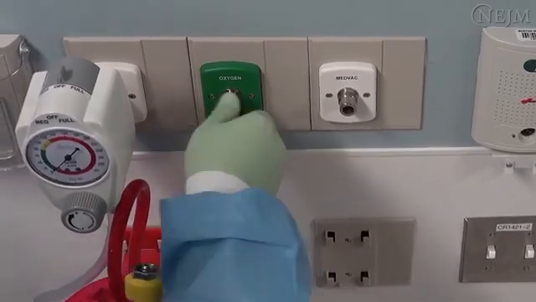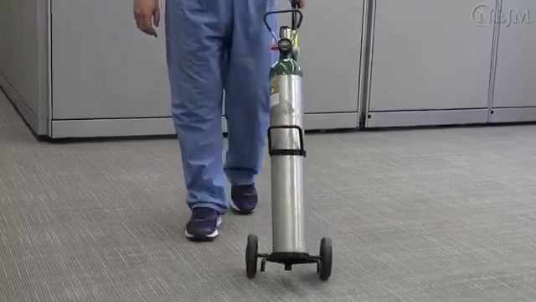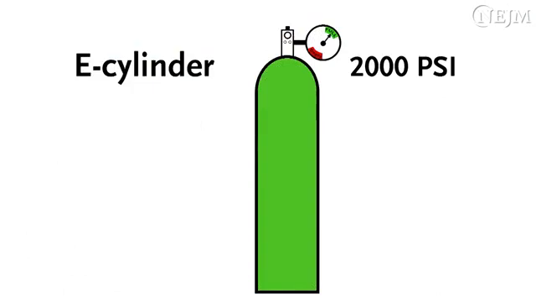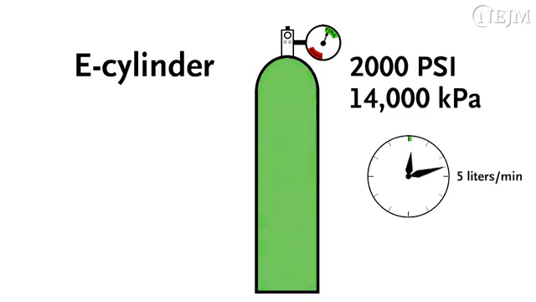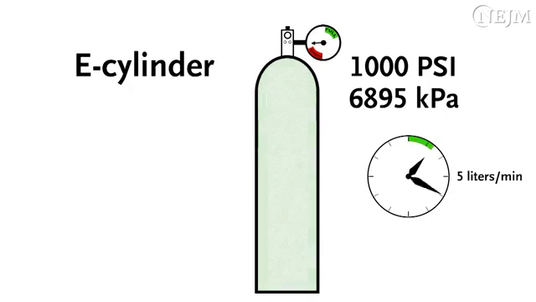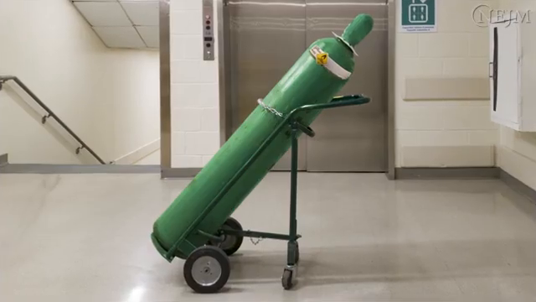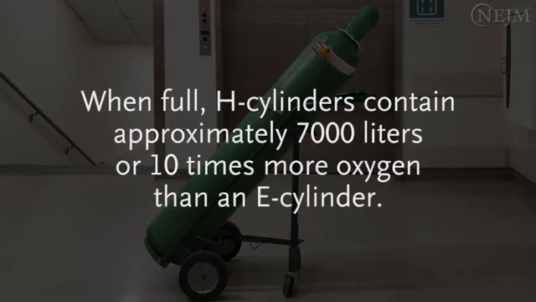In many hospitals, a medical gas pipeline is the primary source of oxygen. When a pipeline is not available, E-cylinders are commonly used. A full E-cylinder with a pressure of 2,000 pounds per square inch or 14,000 kilopascals contains approximately 660 liters of oxygen. Thus, at a set flow rate of 5 liters per minute, an E-cylinder would be able to deliver oxygen for 2 hours. H-cylinders are also commonly used in hospitals that do not have a central oxygen supply. When full, H-cylinders contain approximately 7,000 liters, or 10 times more oxygen than an E-cylinder.